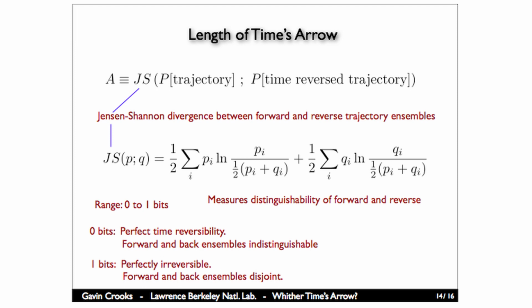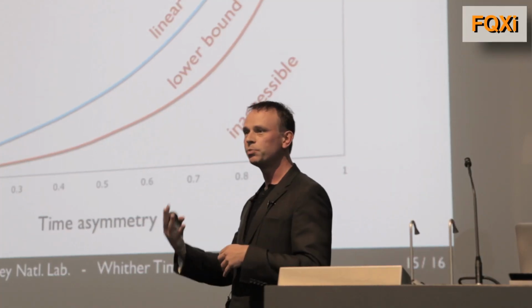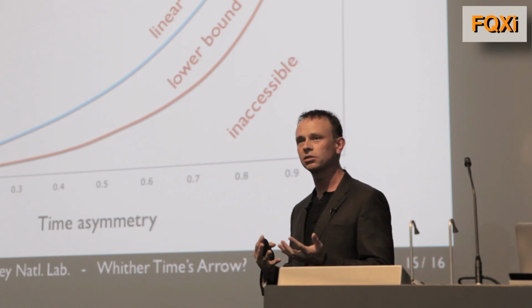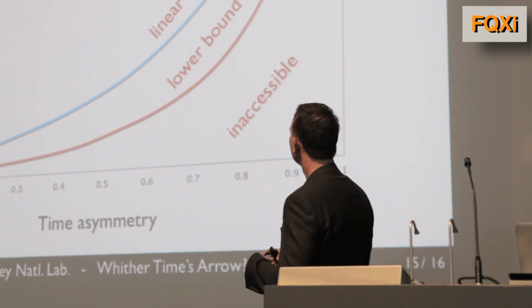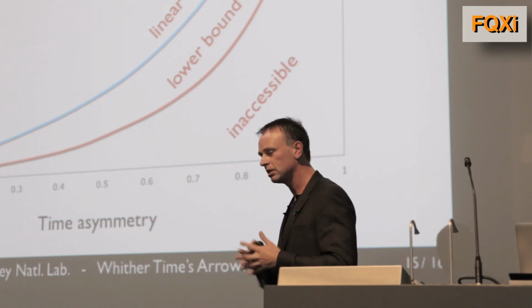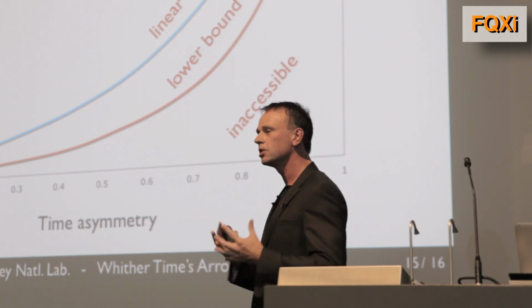It turns out you can start talking about the trade-off between this time asymmetry, how much you break time symmetry in a particular realization of a process, and how much you had to dissipate in kT. There's a lower bound: if you want to strongly break time asymmetry, you have to burn about 10 kT. You don't need to burn more than 10 kT. If your process is burning more than 10 kT per cycle, it's probably wasting energy. One way of looking at this is a 250 milli-electron volts overpotential. In catalysis, people often talk about the overpotential. It should be enough for most situations.